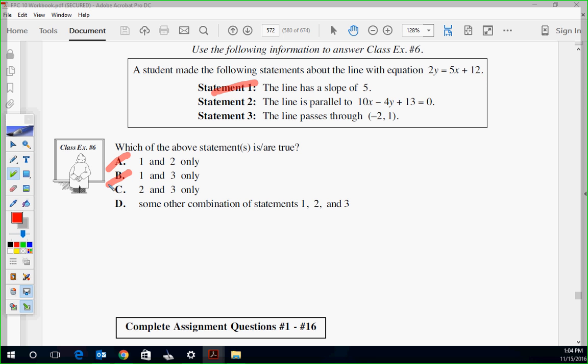Okay. So statement 2, the line's parallel to this one. So we need to figure out, we know this slope's 5 halves. Everybody see that? Divided by 2. So what's this one going to be? We have to go -4y equals -10x minus 13. Again, this one's correct. Both were 5 halves. So this one's good.